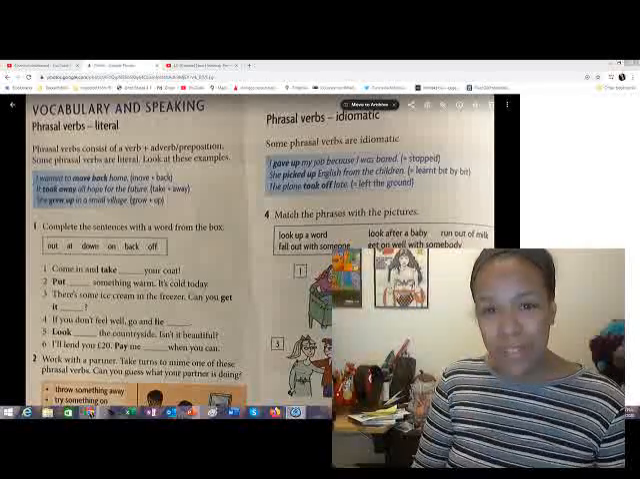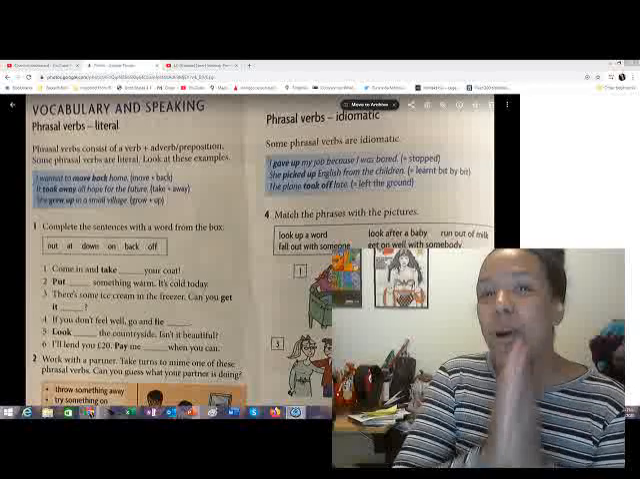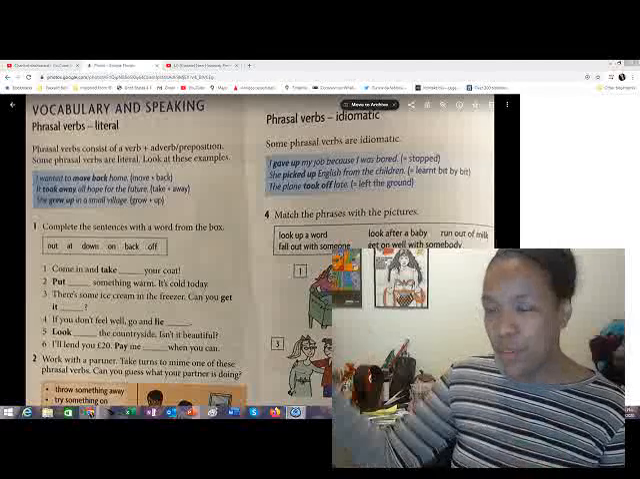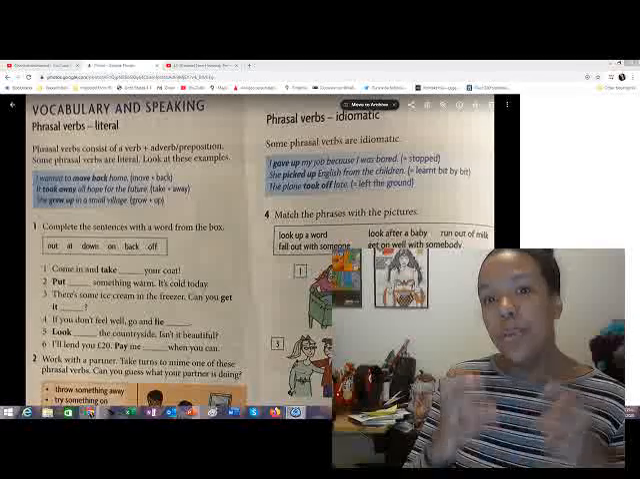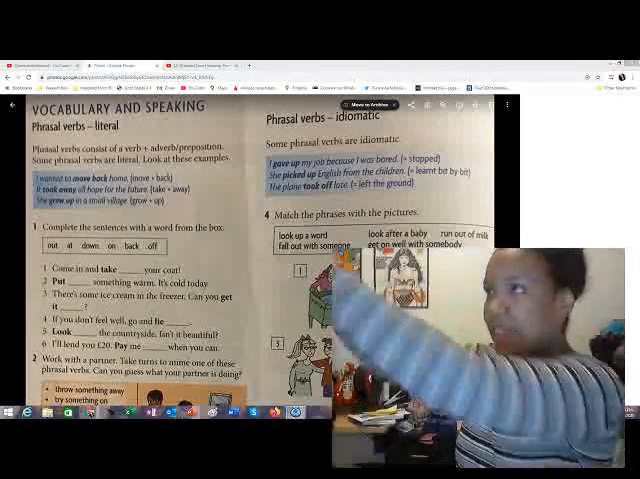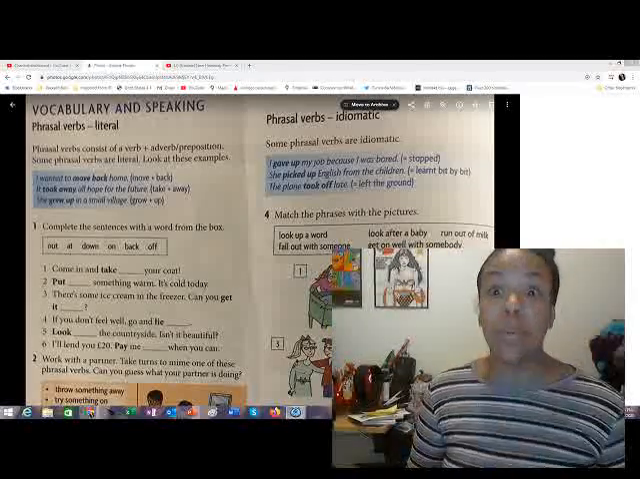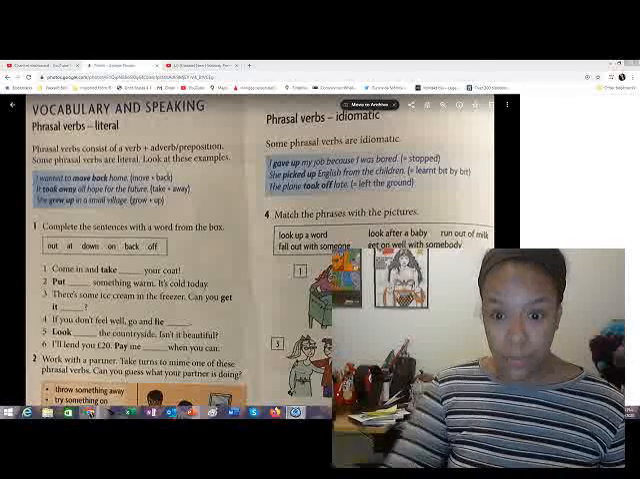Usually that's something mommies will say to kids. Put it back. Put it back where you found it. So you can put something back. You take something out and then you put it back. Very literal. Very, very literal.